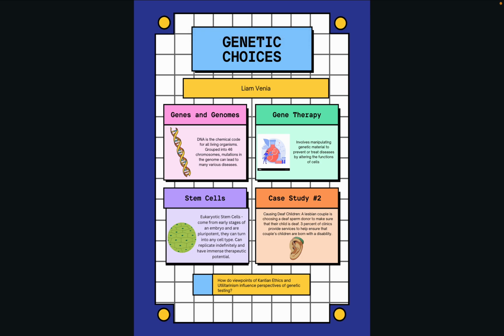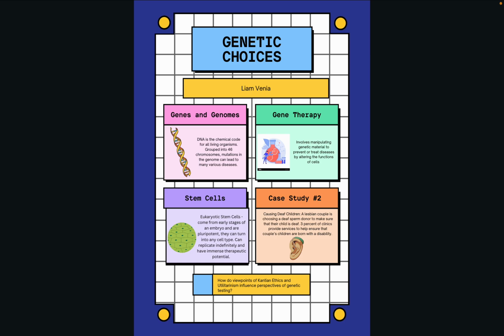My name is Liam, and for my finals analysis project, I chose to do the topic of genetic choices, and I chose to do a poster board presentation. In this presentation, I'm going to talk about the four aspects from the chapter that really stuck out to me: genes and genomes, gene therapy, stem cells, and case study two. And along with this, I'm going to answer the comprehension questions you provided, along with analyzing the topics from the viewpoints of Kantian ethics and utilitarianism.